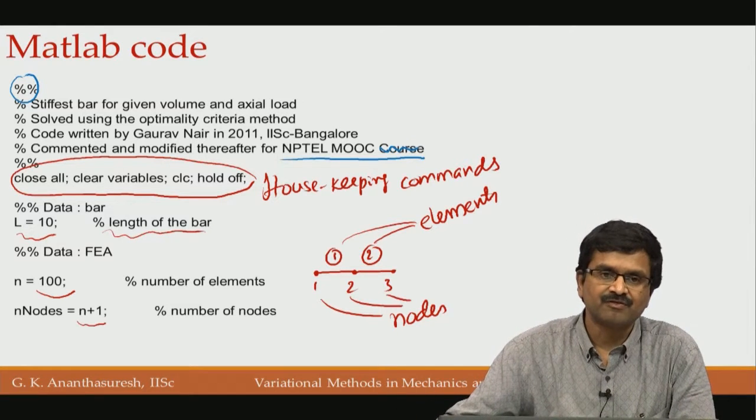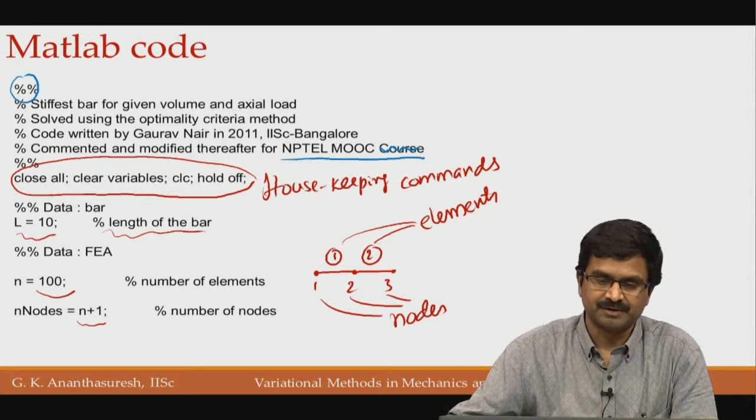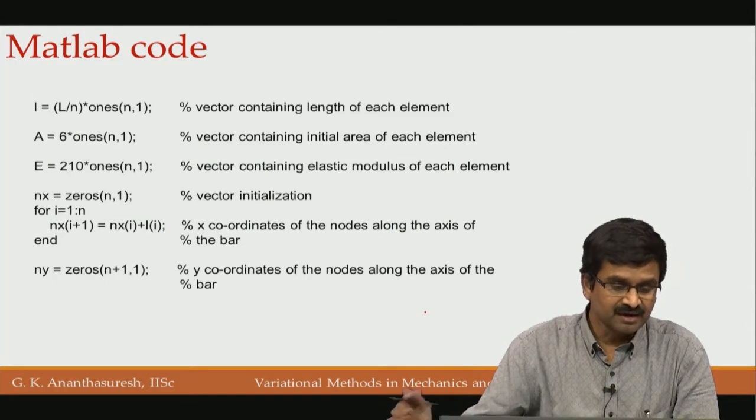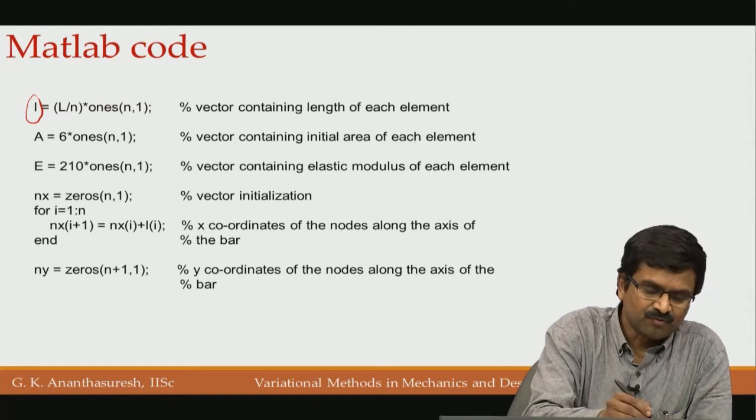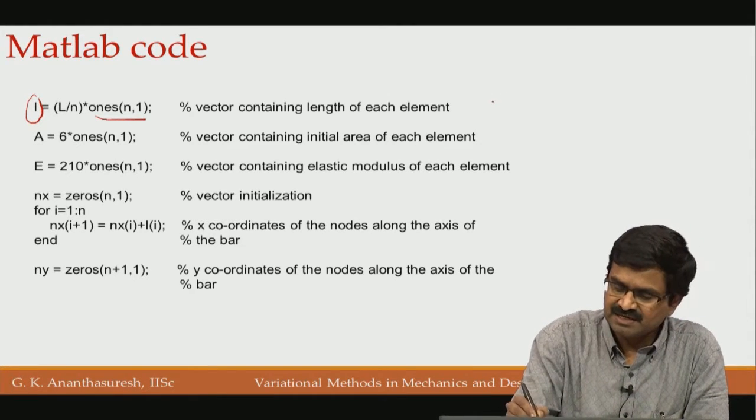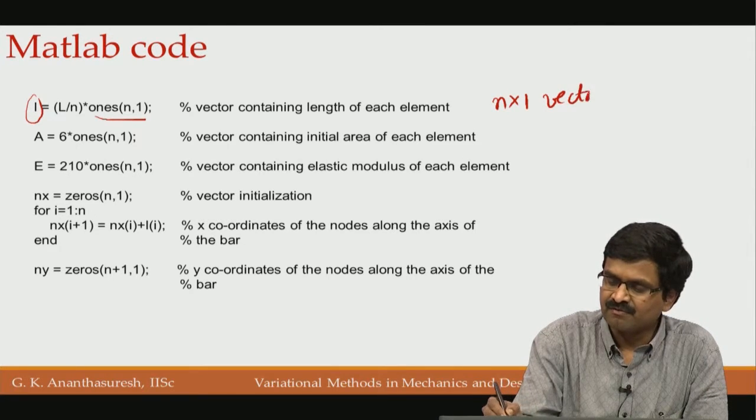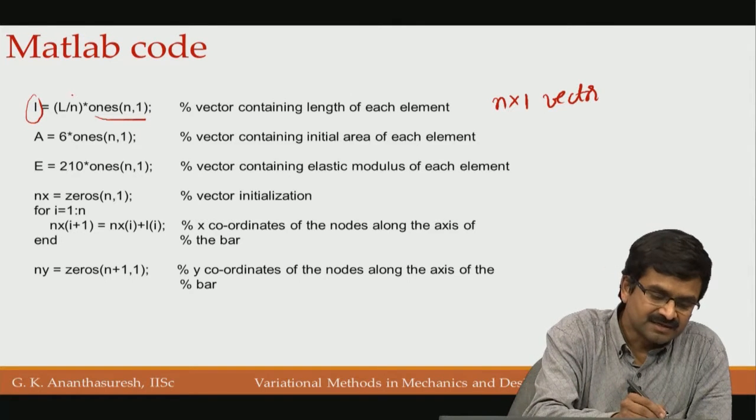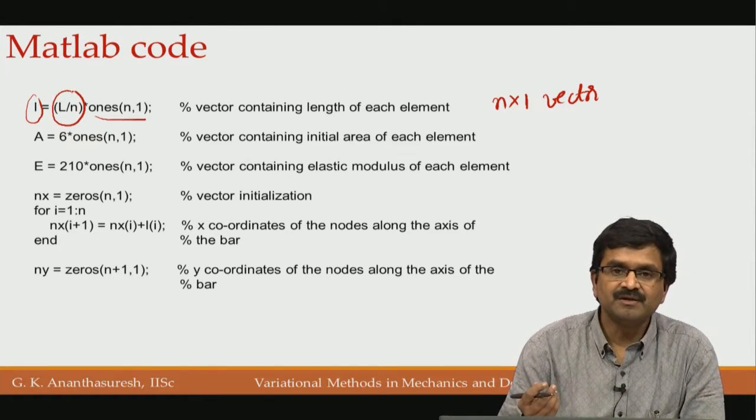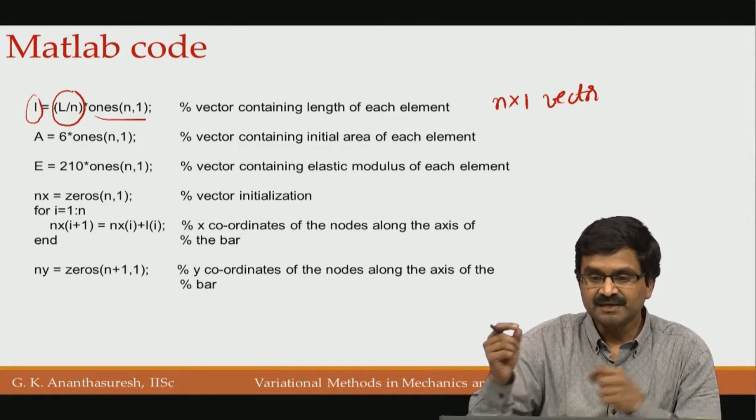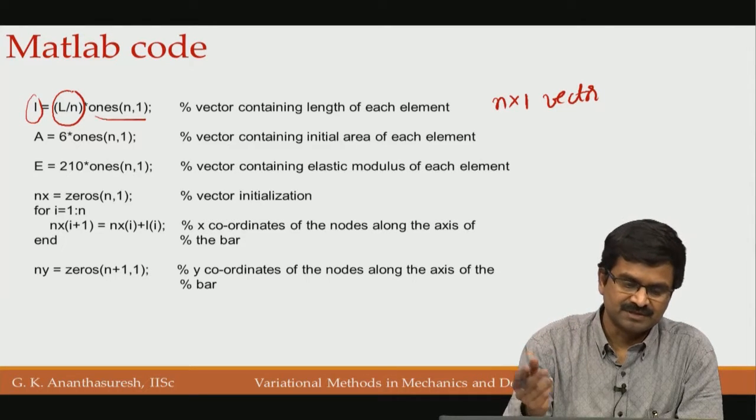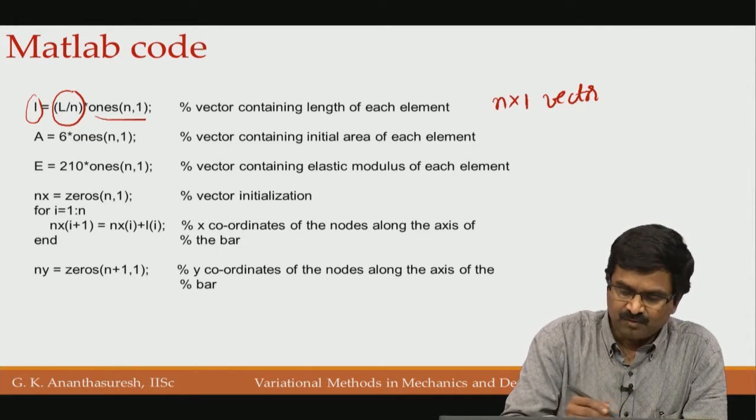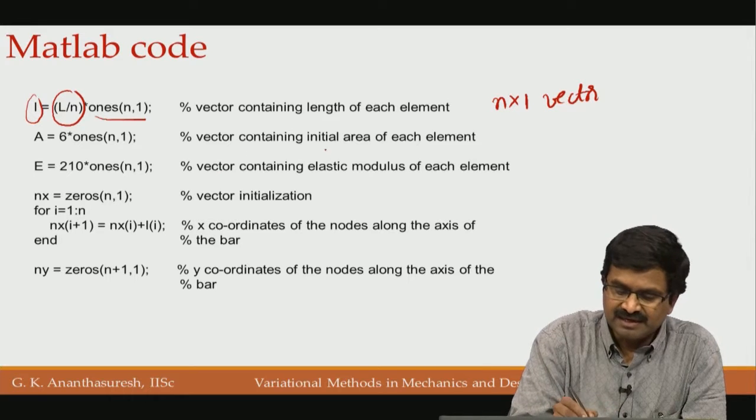That is straightforward enough, and you can change the number and play with the code. Now, after that we define the length vector. The ones n by 1, that means that it is a n by 1 array or vector. And that magnitude is L by n. So, if we have n elements and length of the bar is L, each element will be of length L divided by number of elements. So, L by n, and then we have this vector containing initial area.